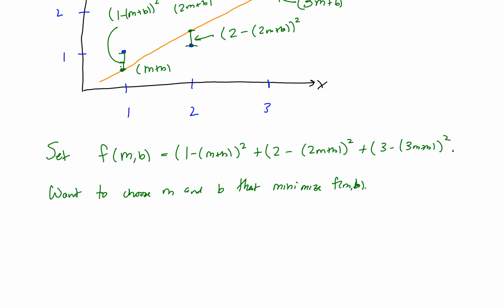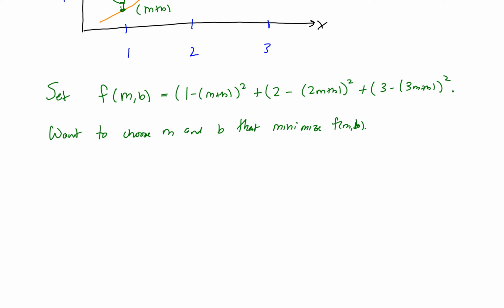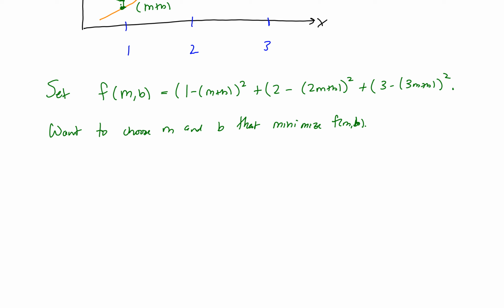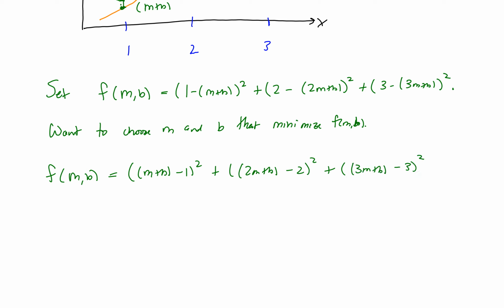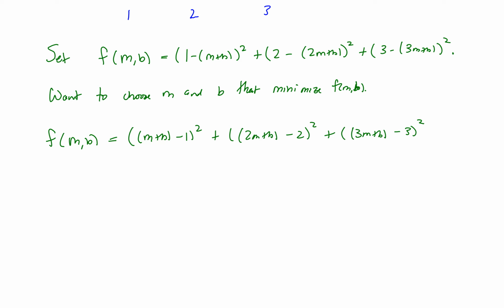So we're going to use what we've done so far to do this. So we take the partial derivatives. One thing to note, just maybe to make the signs work out a little bit better, is this is the same thing as (m + b - 1)² + (2m + b - 2)² + (3m + b - 3)². Because notice the difference between these two things is a -1, and when you square the -1, it goes away.